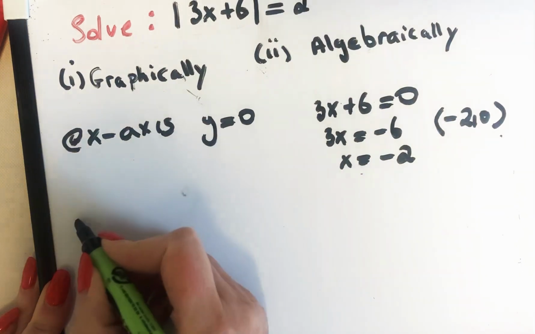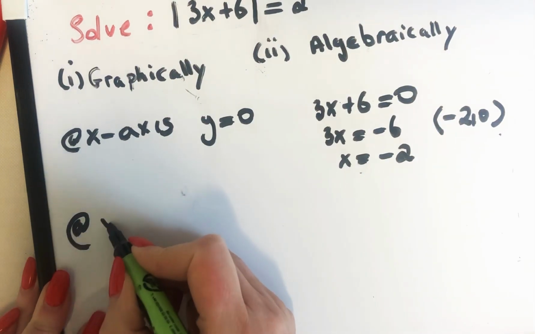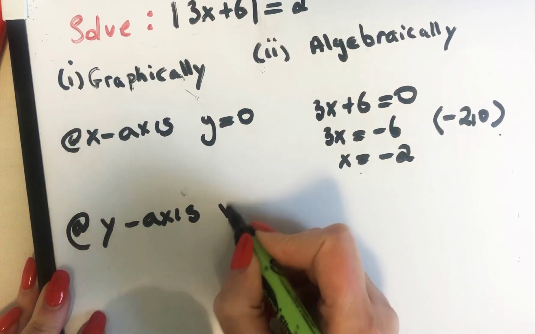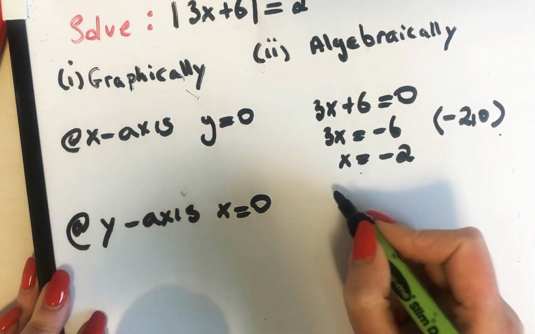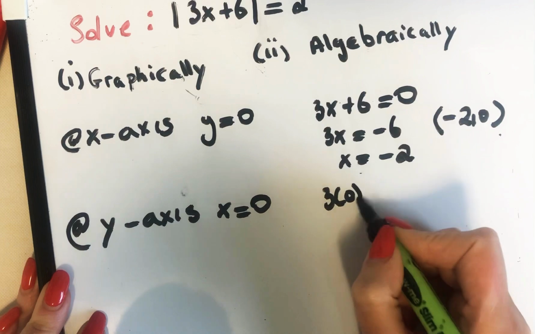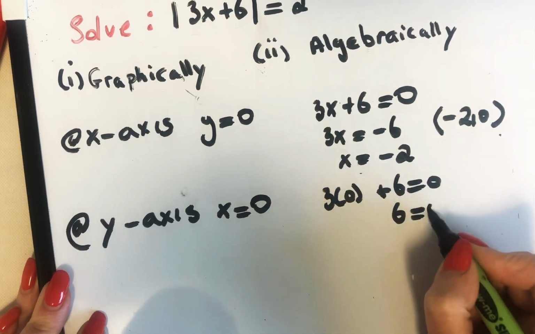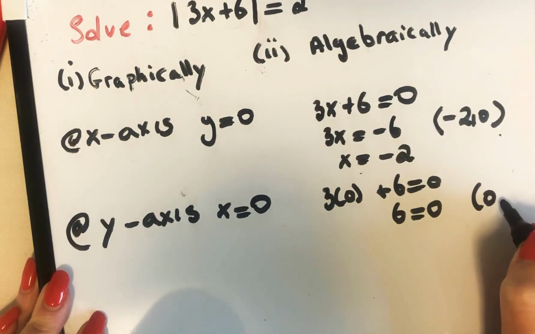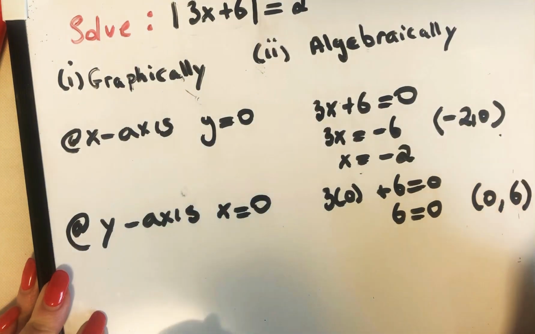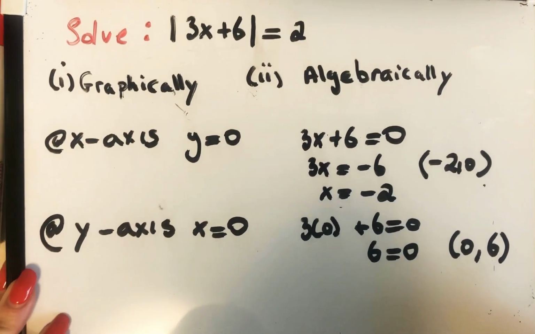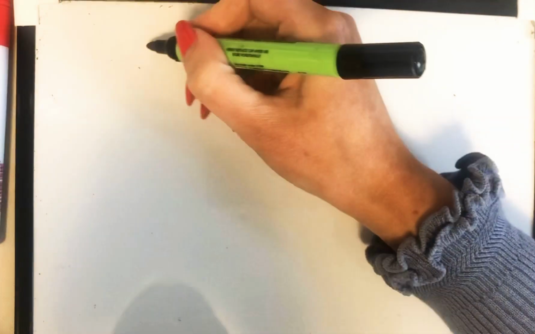Now let's plot the other coordinate. So at the y-axis, x is equal to 0. So we take out the x and put in a 0. And we can see 6 is equal to 0. So we have 0 comma 6 is our second coordinate. So minus 2 comma 0 and 0 comma 6. So let's come along now and plot this.